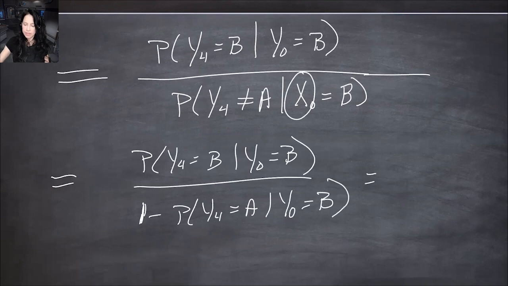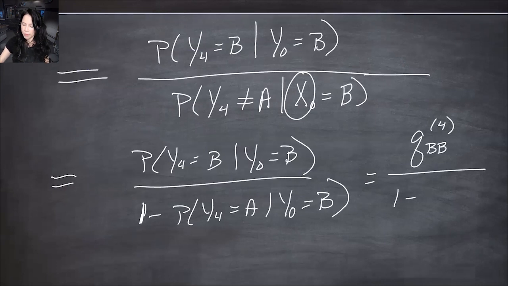And this is the Q matrix because it's Y. I'm going from B to B in 4 time steps. And then down here, I have 1 minus the Q matrix probability of going from B to A in 4 time steps.